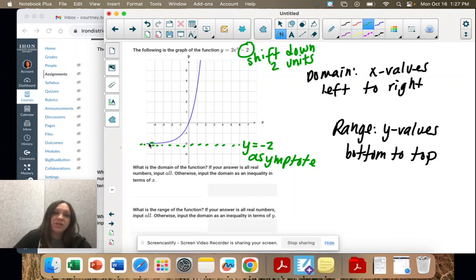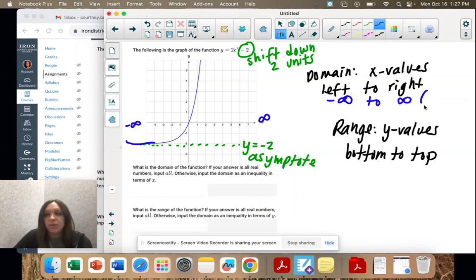So left, here's our graph, the blue one, and it goes left forever and ever and ever. So on our x-axis, it's negative infinity. And then how far right does it go? It goes up and out, forever and ever towards positive infinity.